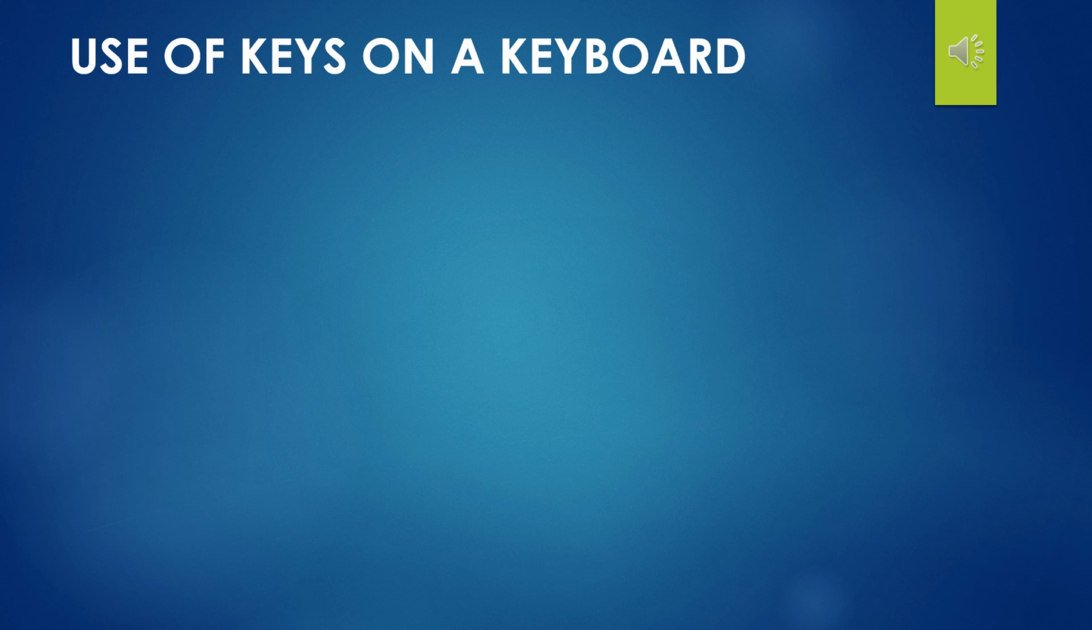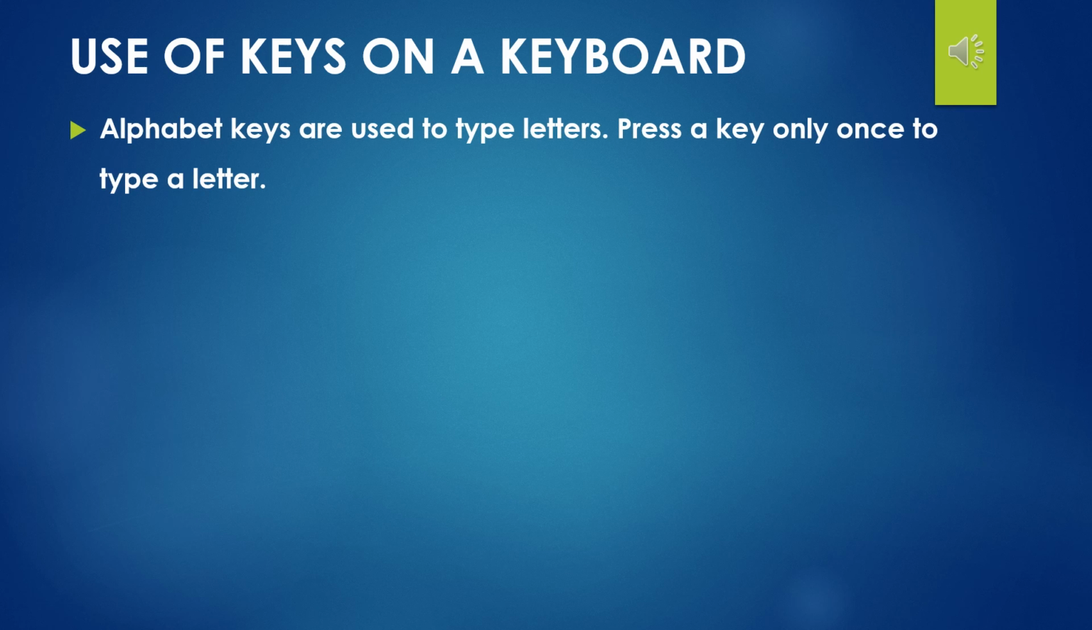Let us now see the use of these keys on a keyboard. Alphabet keys are used to type letters. So when we press a key, that alphabet is seen on the screen. To type a letter, you press that key only once.